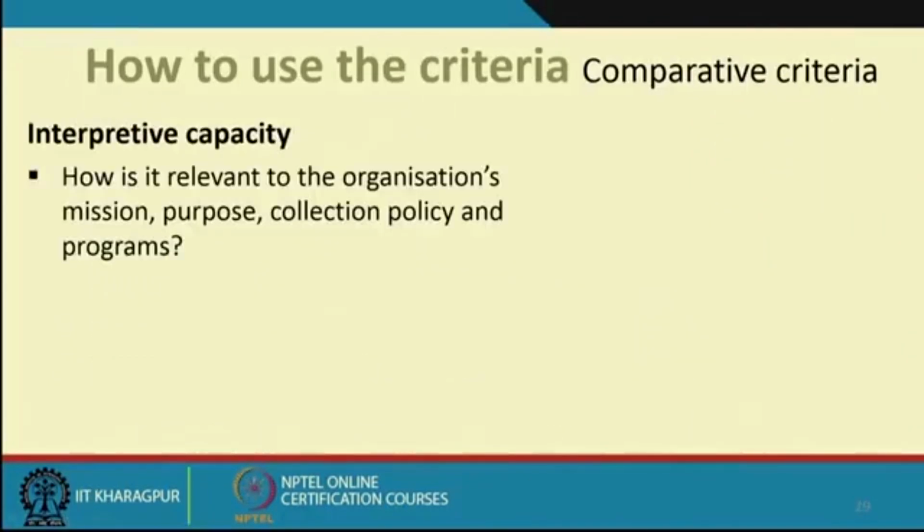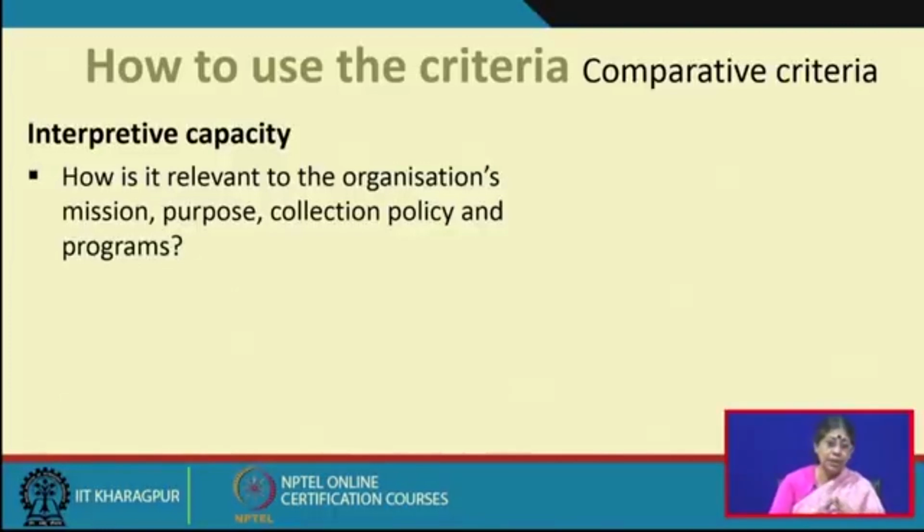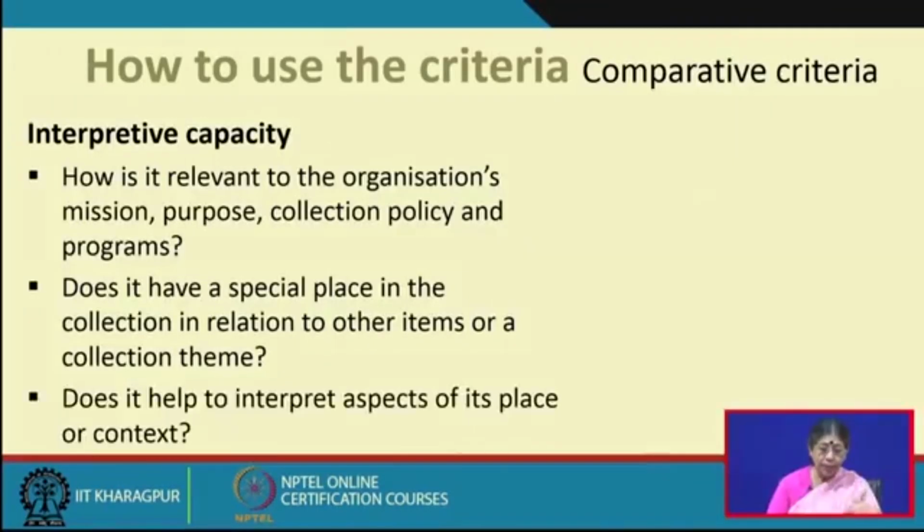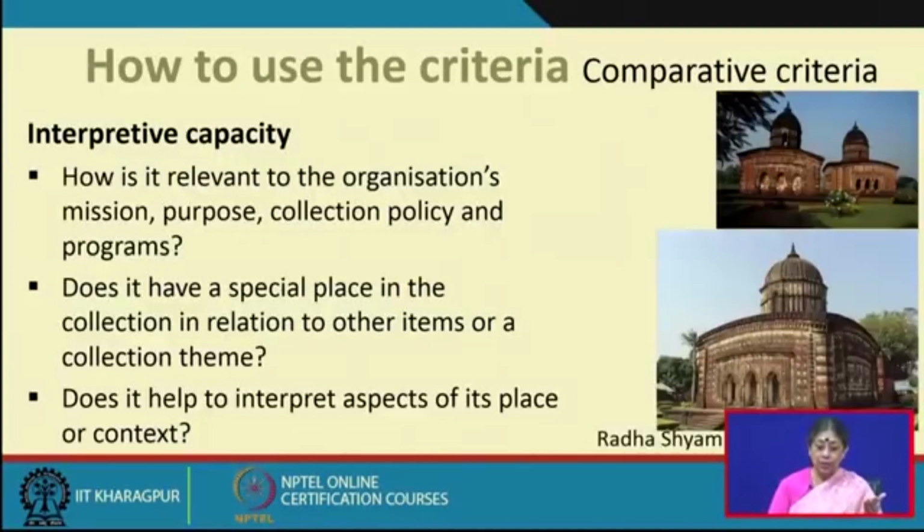Interpretive capacity: how is it relevant to the organization's mission, purpose, collection policy and program? One is representing an organization or a community or a state, so how is it able to interpret that? Does it have a special place in the collection in relation to other items or the collection theme? Does it help to interpret an aspect of the place or the concept, as we have talked about Muziris, or Bishnupur, or Shantiniketan, Visva-Bharati?